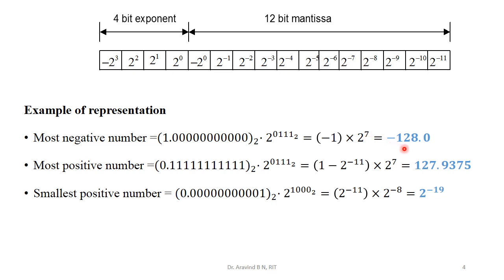Similarly, the most positive number is 127.9375 and the smallest positive number is 2^-19.